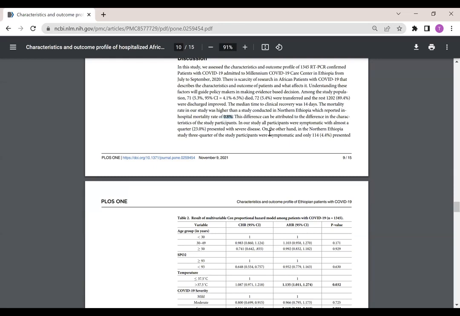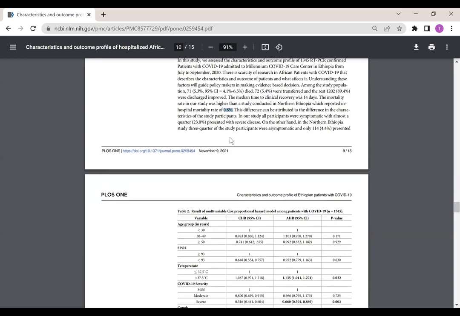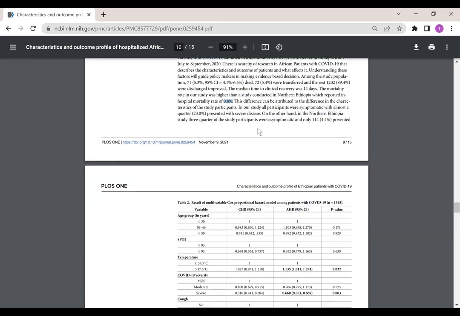But we can't say that the death rate was high, because first we have to compare the characteristics of our study population. In our study, we had a considerable number of severe patients, up to 23%. But in the other study, they had almost 4% severe cases. So whenever you have more severe cases, the risk of death also increases. Considering that the study population in the northern Ethiopia study was very stable, asymptomatic patients, we don't even expect there to be deaths, right?